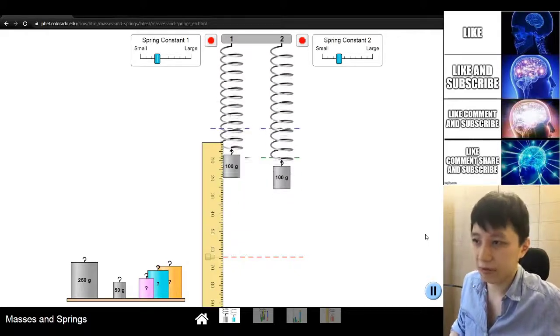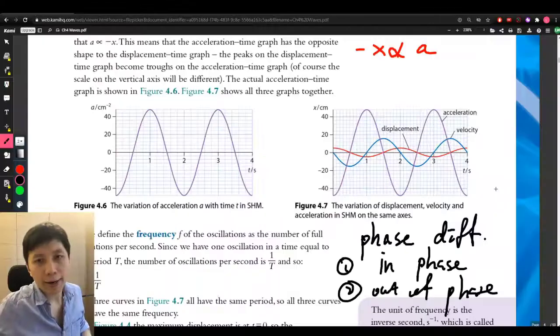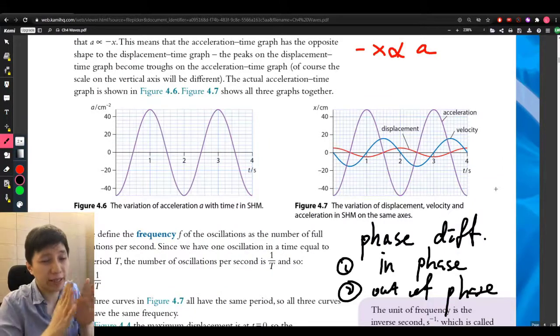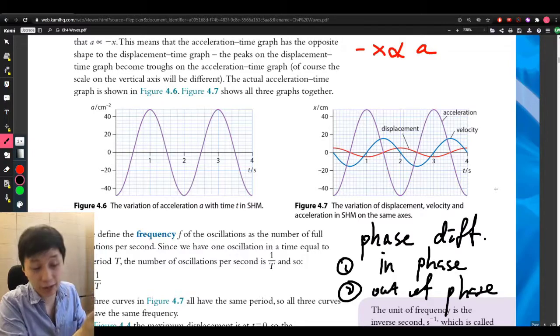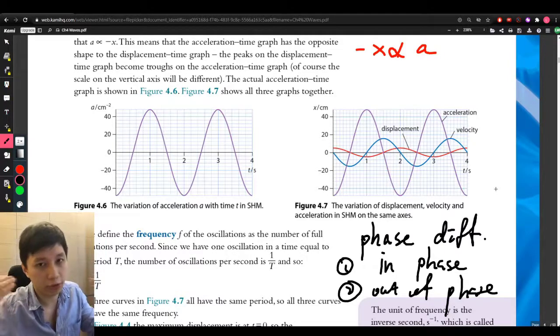Yeah, it's very satisfying to see this. However, there are times where things are oscillating, but they are not exactly in phase or out of phase. They may be lagged by a certain degree of time.